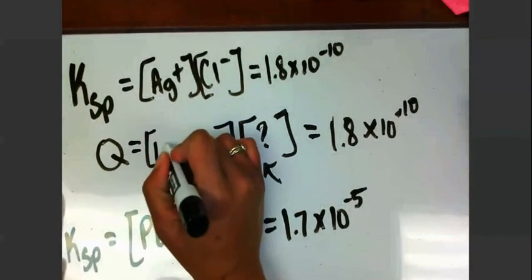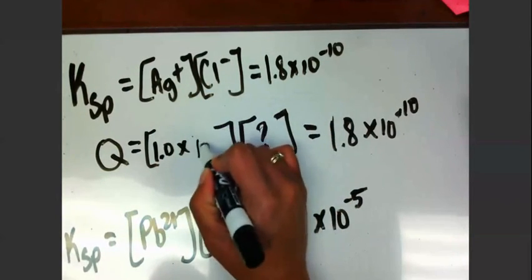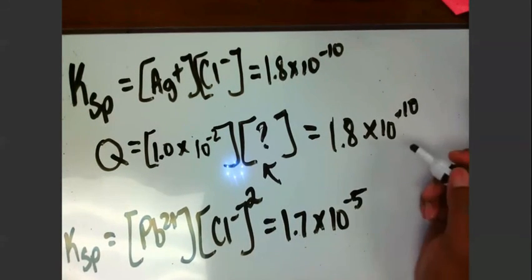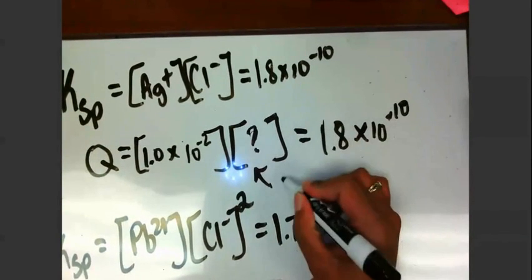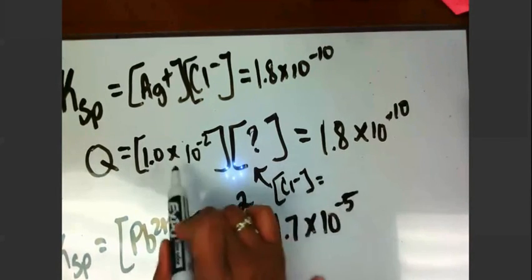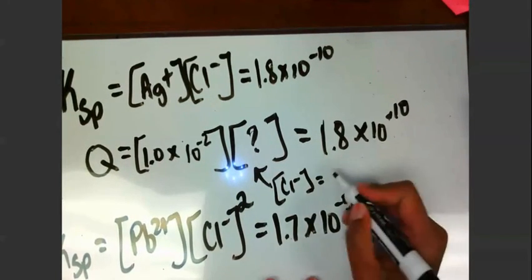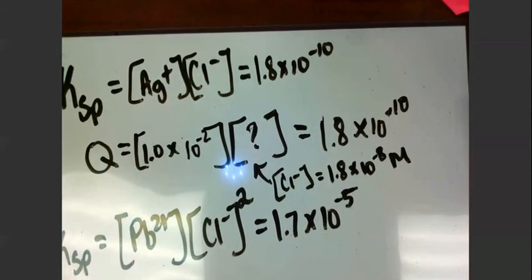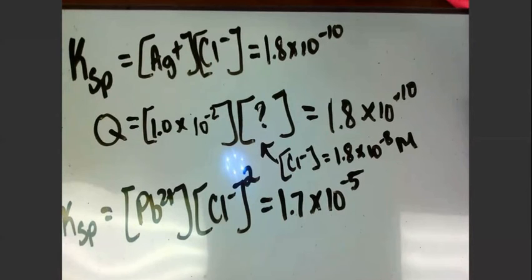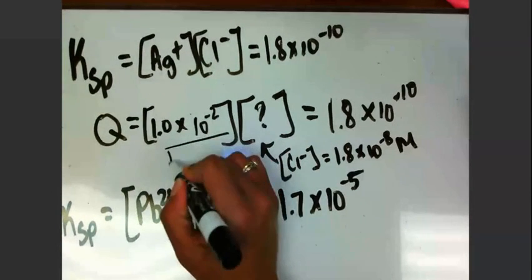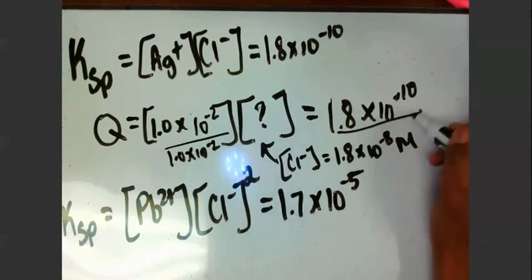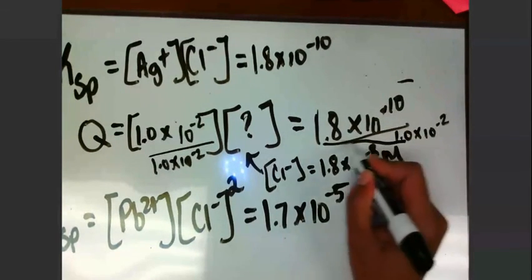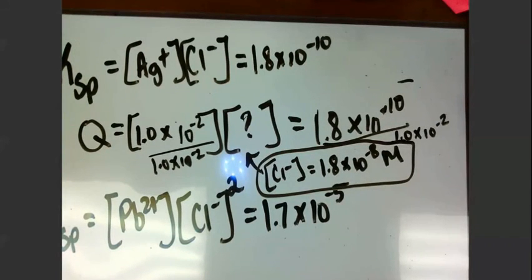So let's go ahead and populate. This is 1.0 times 10 to the negative second molar. And to find my Cl- here, I'm basically just going to divide that over. And so I'll end up with 1.8 times 10 to the negative eighth molar. We're just dividing this to the other side. And then you end up getting this answer.